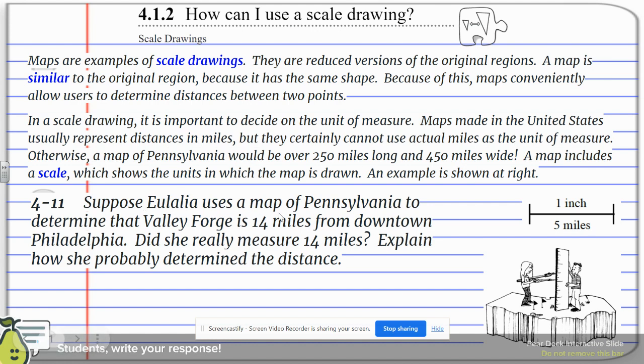So Eulalia uses a map of Pennsylvania to determine that Valley Forge is 14 miles from downtown Philadelphia. Did she really measure 14 miles? And the answer would be no, because 14 miles would be big for a map. So if we look at the scale here, 14 miles, that's almost three of these. So that means on the map, it would almost be three of those, right? So 14 miles would be almost 3 inches. And then we can find the actual measurements by using certain math properties.